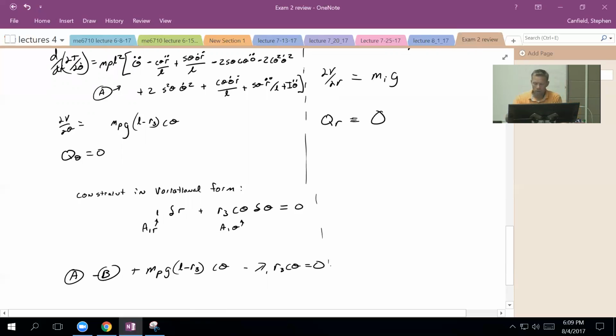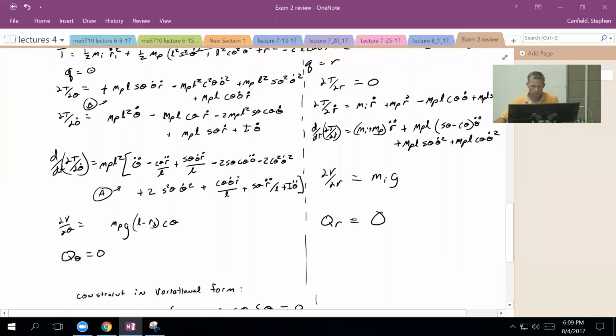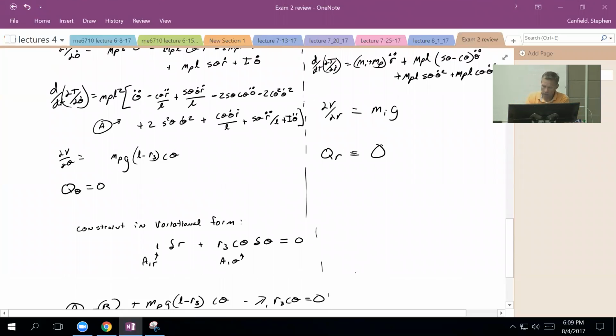Now I need the Lagrange multiplier for my second equation, and that is this one I'm going to write out. It's m sub I plus m sub p r double dot plus m sub p L sine theta minus cos theta theta double dot plus m p L sine theta plus cos theta theta dot squared plus m sub I g plus my Lagrange multiplier. I just have one because one constraint times A1R, which is 1, equals 0.